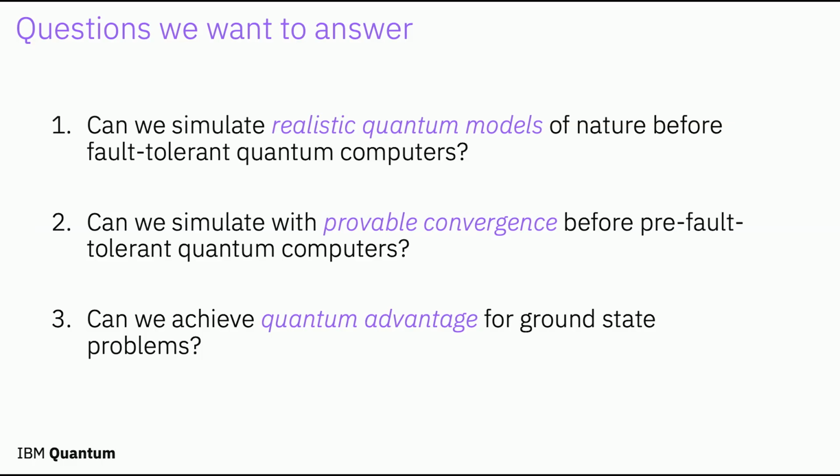So we would also like to have some kind of algorithm that has the same guarantees as phase estimation or something like that. And the third one is, what does quantum advantage look like within this ground state problem framework? Okay, so I'll try to address these 3 points.